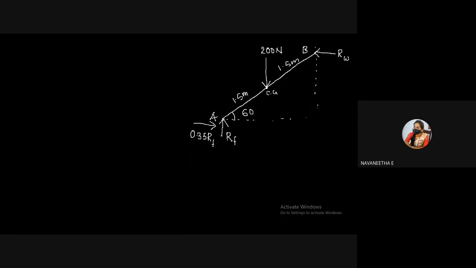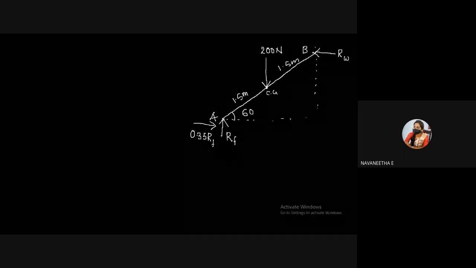Okay. Then if the ladder is slipping, the point B will be moving in the downward direction, right? So the movement is in the downward direction. Obviously the frictional force should be in the opposite direction of the motion, that is in the upward direction.